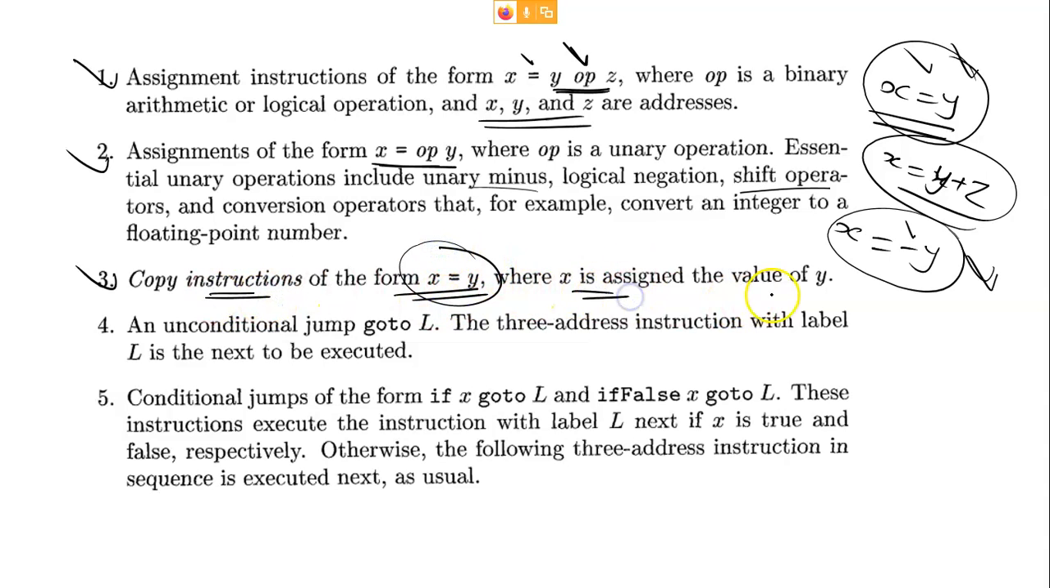So basically x is assigned the value of y. So this is also a 3 address code instruction that we will use. And the fourth is our unconditional jump. So basically go to L.